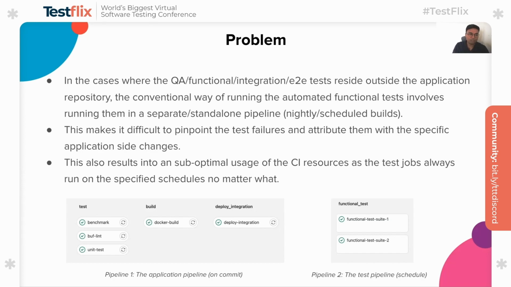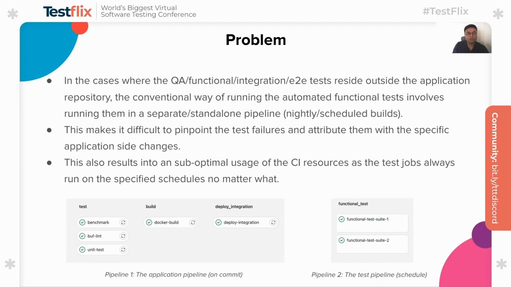Now, this comes with a few problems. For example, it makes it difficult to pinpoint the test failures and then attribute them to the specific changes that are going into the application, right? Consider this example where the application development is happening for a day. There are 5 or 6 or 7 changes going into it, and then the tests run in that nightly or the scheduled build, and then the next day you see some failures, but then you don't know which of the 5, 6, or 7 changes have caused the failure. So as such, it becomes difficult to pinpoint the test failure.